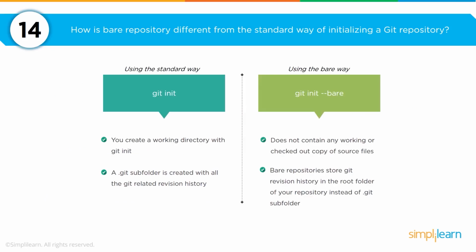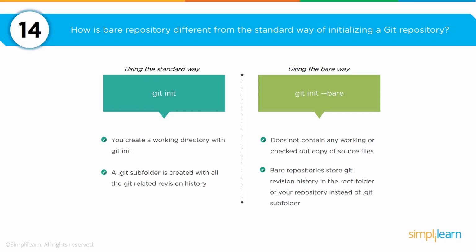So one question you may be asked is, what is the difference between a bare repository and the standard way of initializing a Git repository? Let's look through the standard way first. The standard way allows you to create a working directory using the command git init. The folder that creates is the folder that holds all the revision history related to the work that you're doing. In contrast, using the bare way, you have a different command for setting that up.